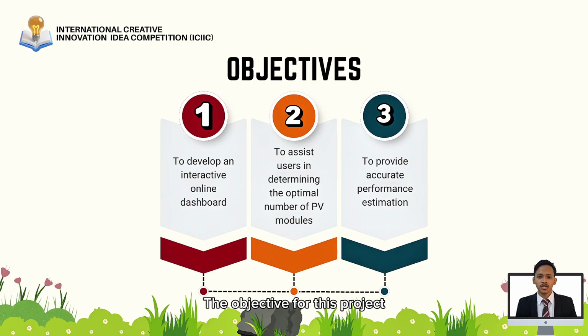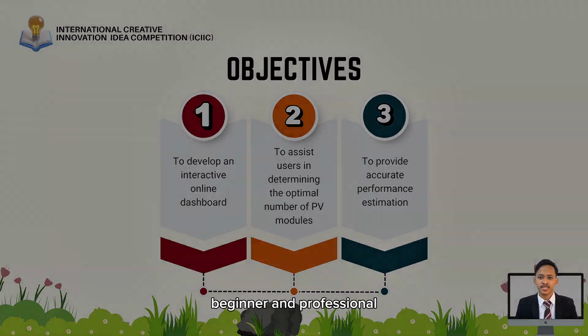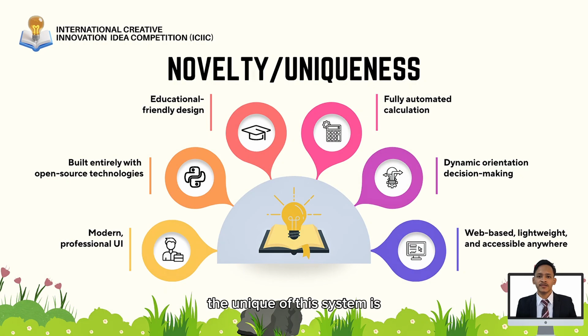The objective for this project is to develop an interactive online dashboard that can perform PV sizing calculation automatically based on user input. Next, to assist users to determine the optimal number of PV modules that can be installed on a specific site. Lastly, to provide the accurate performance estimation, power output, yearly energy in a suitable format for beginner and professional. The PV performance equation is completed instantly without showing complex formula to the user.